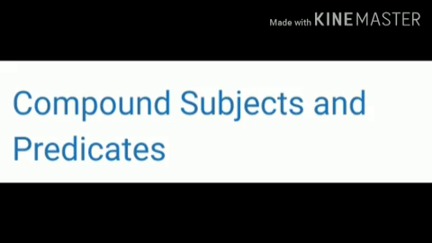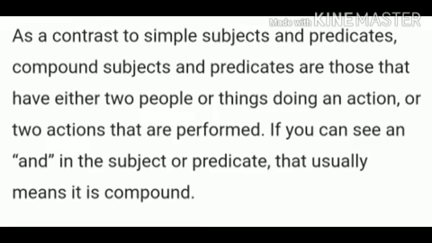Now we are going to see compound subjects and predicates. As a contrast to simple subjects and predicates, compound subjects and predicates are those that have either two people or things doing an action, or two actions that are performed. If you can see an and in the subject or predicate, that usually means it is compound.